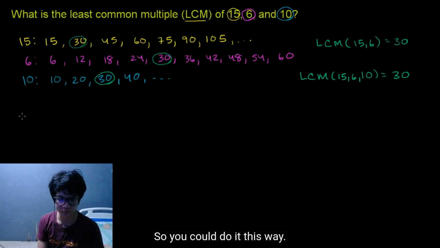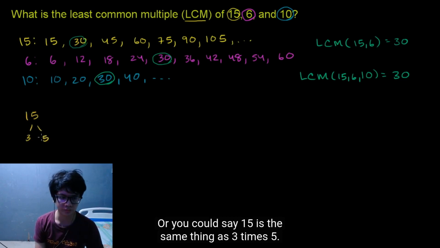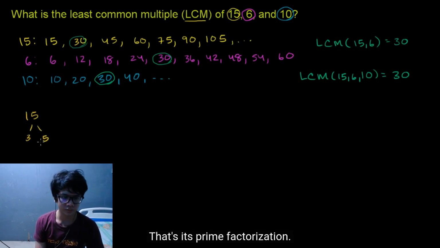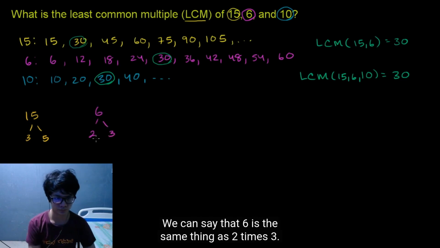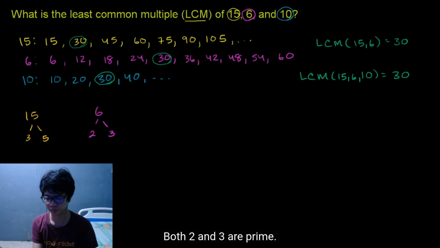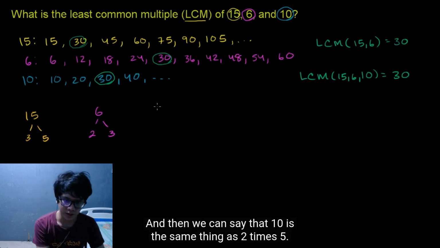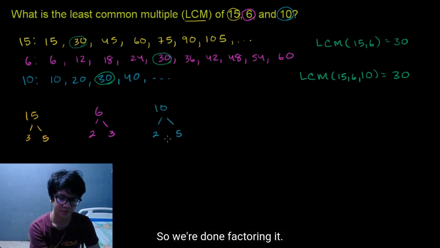So you could do it this way, or you could say 15 is the same thing as 3 times 5. And that's it. That's its prime factorization. Both 3 and 5 are prime. We can say that 6 is the same thing as 2 times 3. That's its prime factorization. Both 2 and 3 are prime. And then we can say that 10 is the same thing as 2 times 5. Both 2 and 5 are prime, so we're done factoring it.